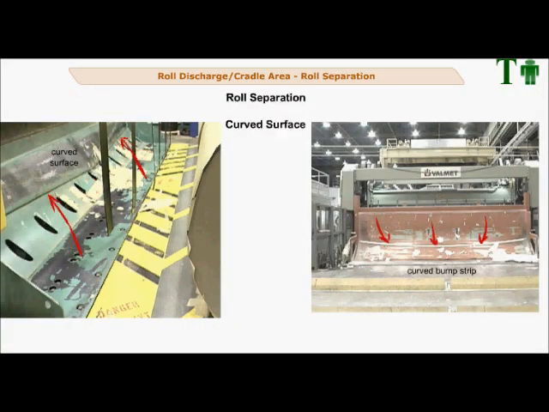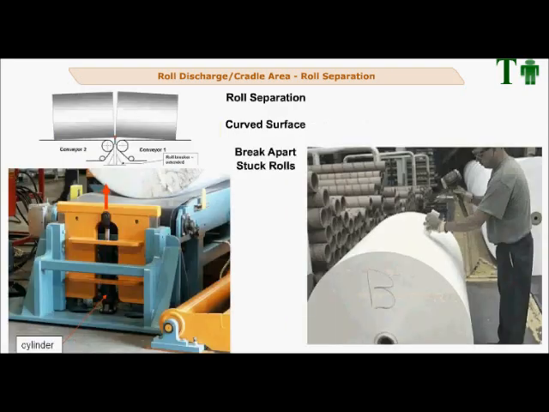Roll separation. Some winder cradles have curved surfaces to help spread the rolls, or they may have a curved Teflon bump strip to help separate the rolls. It still may be required to separate and break apart rolls that are run together because of unsuccessful spreading at the winder. A conveyor-type roll breaker can help to break apart stuck rolls, or they may have to be separated manually with a hammer and wedge.